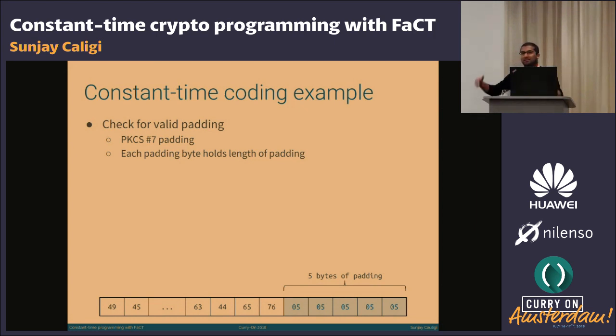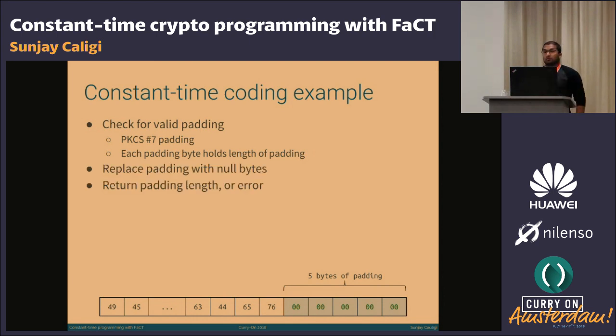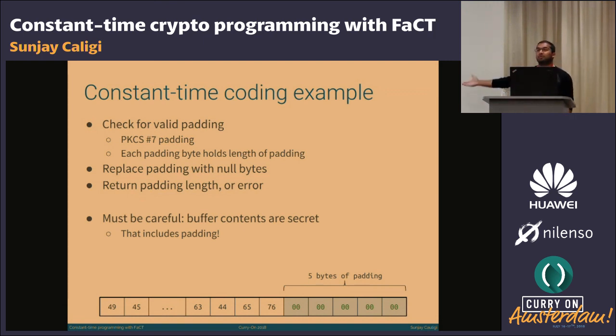But we have a buffer, and say we have 5 bytes of padding, then the last 5 bytes of this buffer all hold the value 5. And we're going to write a function that replaces the padding with null bytes, as well as checks that the padding is valid, and then returns the padding length or some error code. And what we have to be careful about is that this buffer is considered secret. So the entire contents of the buffer are secret, including the padding length itself. So we want to make sure that we don't leak the length of the padding.